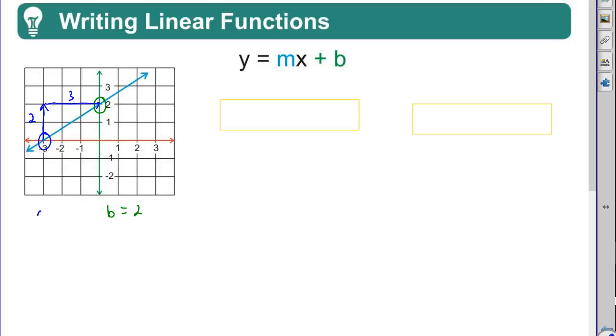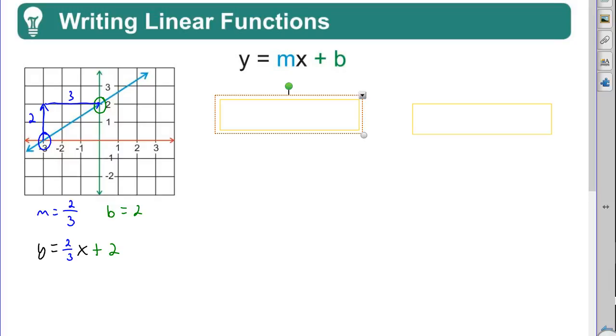And now I just found that my slope, remember, the top is the vertical change and the bottom is the horizontal. My slope is 2/3. Well, now I'm ready to write the equation of the line. Y equals, and I'm going to put the 2/3 in for the mx, and then that's a positive 2, so plus b, and there's the equation of that line.